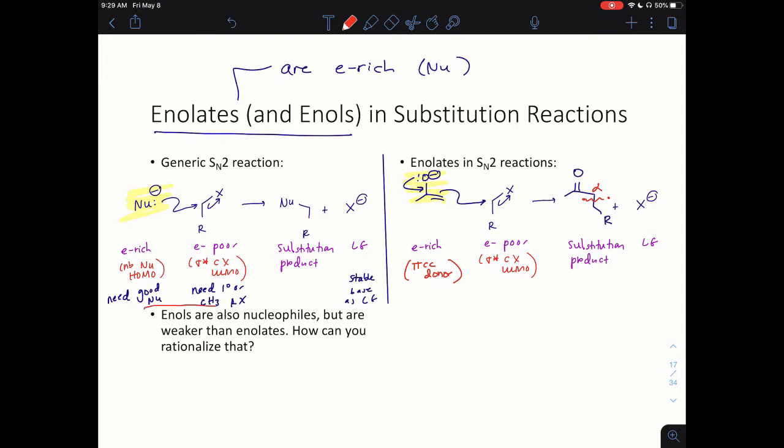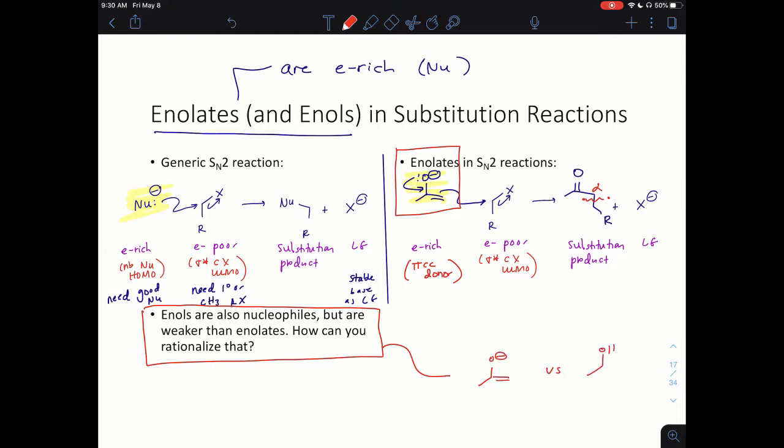I have squeezed in here that enols are also nucleophiles, although I showed an enolate here. So enols are also nucleophiles, but they're weaker than enolates. How can we rationalize that? Well, we've said that enolates and enols are reacting as electron-rich species. The enolate is just more electron-rich, right? It has that negative formal charge. It is more electron-rich than the enol.